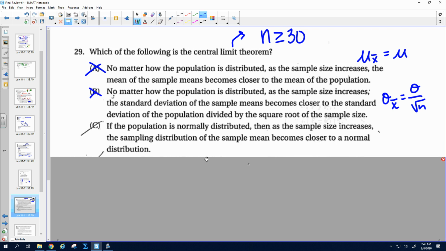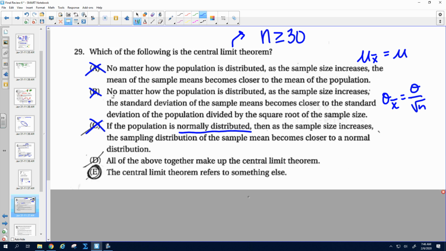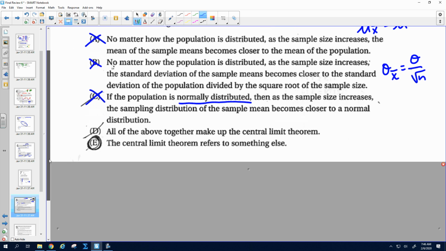Okay, this one, if the population's normally distributed, then as the sample size increases, then it gets closer to normal. So you guys, if the population's normal, no matter what the sample size is, the sampling distribution is normal. So the only time you need the CLT is when the population's not normal. You have to have large counts. All right, so the correct answer is E on number 29.